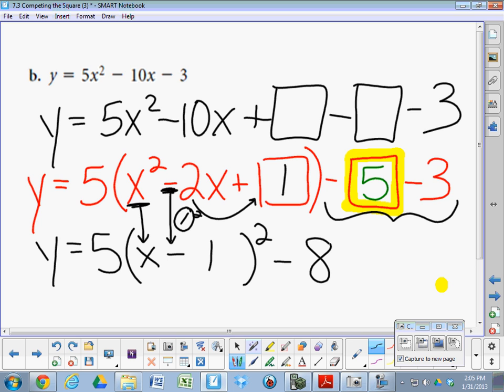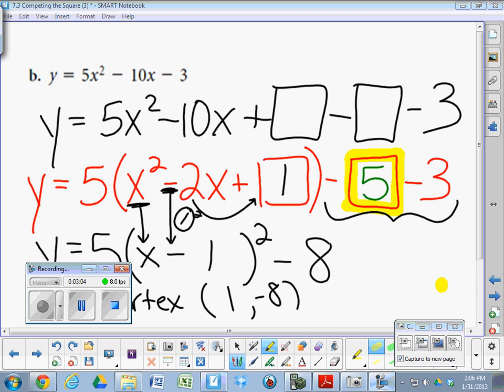I've completed the square, and I've written that general form parabola in vertex form. What is its vertex, in case they ever ask? Is it right or left 1? Right 1, down 8. That would be the vertex. That concludes that problem.